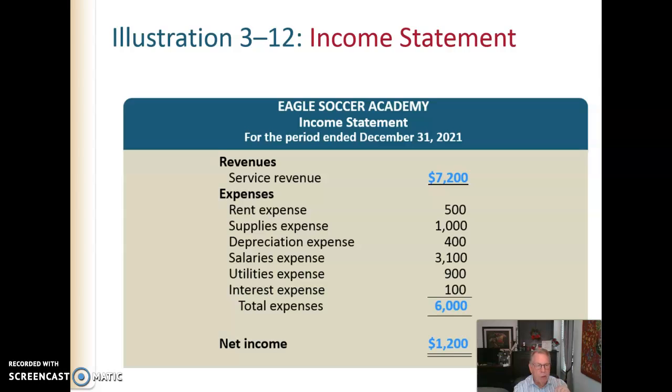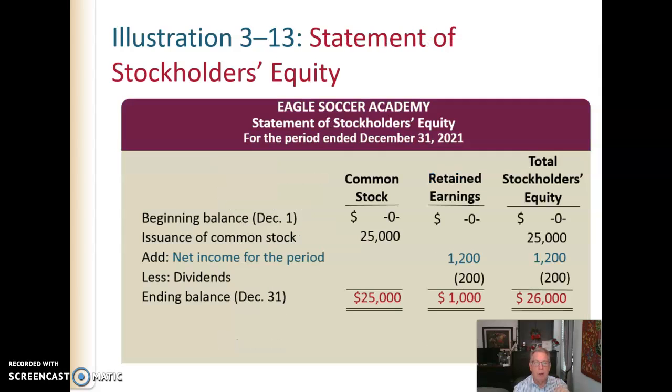Now, the next financial statement we're going to do is the statement of stockholders' equity. Typically, our stock and our retained earnings. So, now, what we do is we bring over the net income for the period into the retained earnings, and we add that to the beginning balance of retained earnings. We subtract out any dividends.